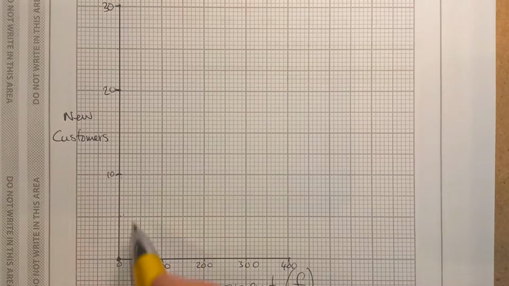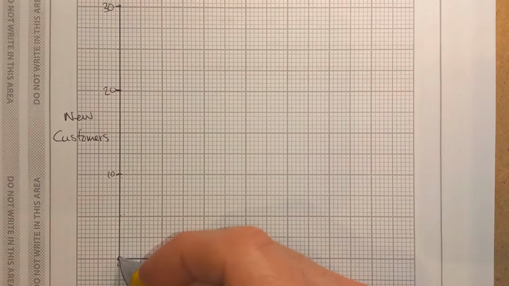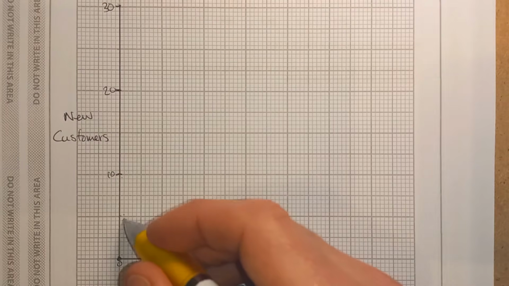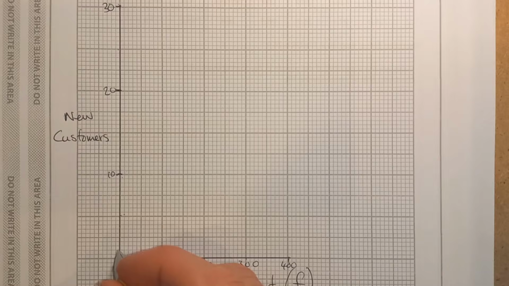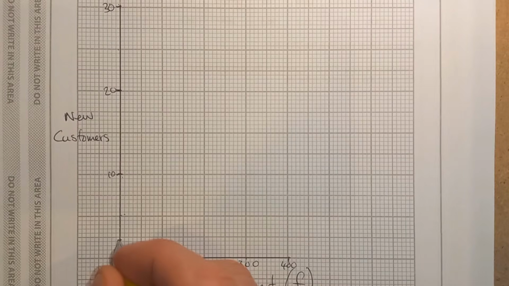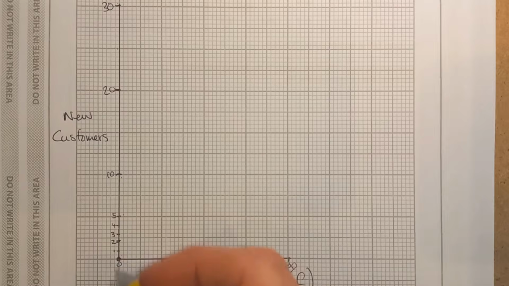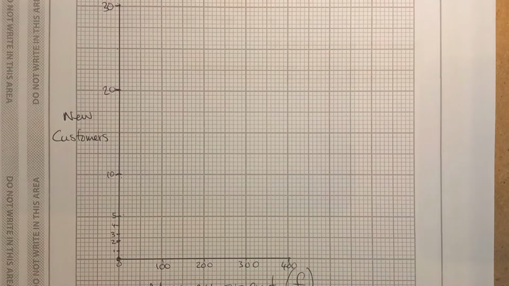Okay, we've just got to remember now that because we put 2 boxes in for each 10, each of these little boxes isn't going to be worth 1 anymore. We're going to need 2 boxes for each one new customer. So it'd be like 1, 2, 3, 4, 5. You don't need to write these on, I'm just doing it to show you so you get an idea of how it would work.